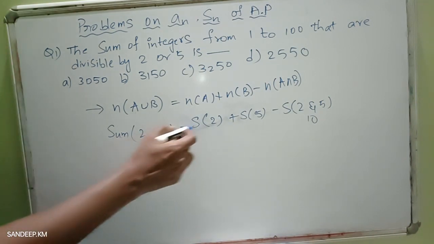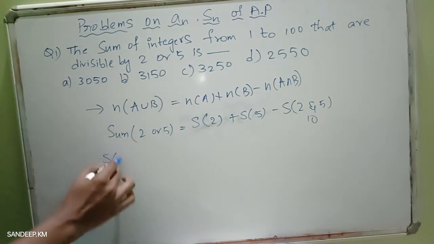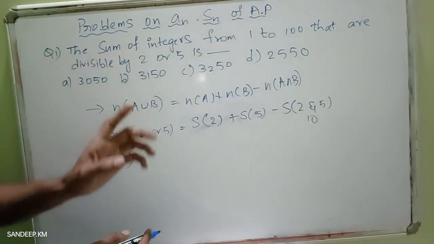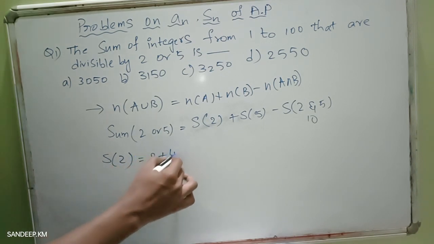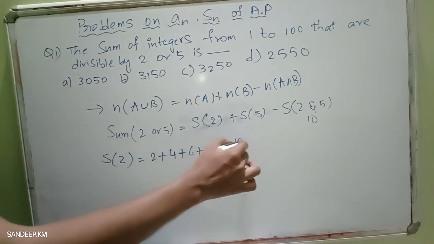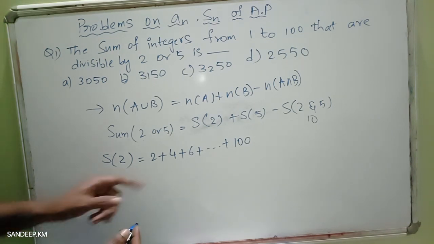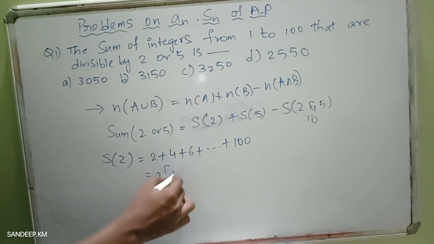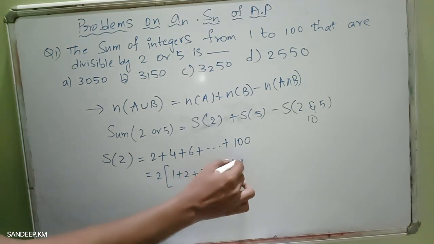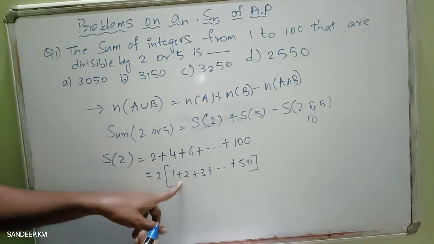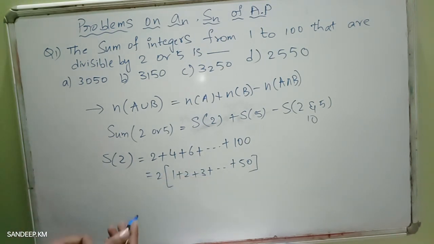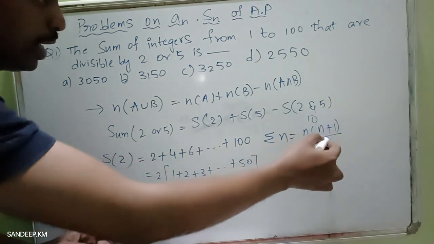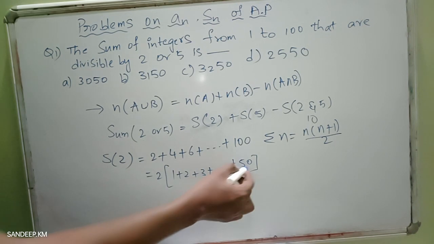Let me find out the sum of the numbers divisible by 2. S of 2 is equal to what? The sum of the numbers divisible by 2 from 1 to 100. What are they? 2 plus 4 plus 6 and so on up to 100. This is the sum of the numbers divisible by 2. If I take 2 common, I will get 1 plus 2 plus 3 and so on up to 50, the sum of the first 50 natural numbers. We have a formula already. What is that formula, if you remember? Sigma n is equal to n into n plus 1 by 2. So here n value is 50.